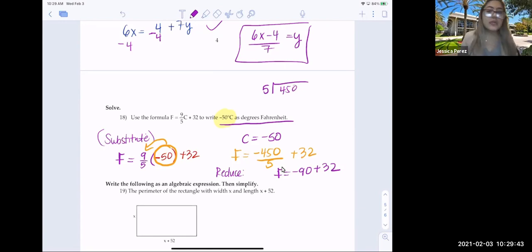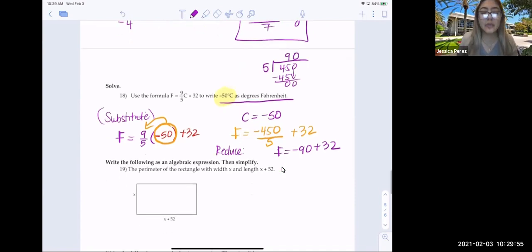So 5 goes into 45 9 times. You should all know how to divide in this class. Bring down the 0. 5 doesn't go into 0. So you get 90. And that negative comes from that negative 450. Then all you do is combine. What is F? What happens when you combine negative 90 and a positive 32? Write it on the chat.